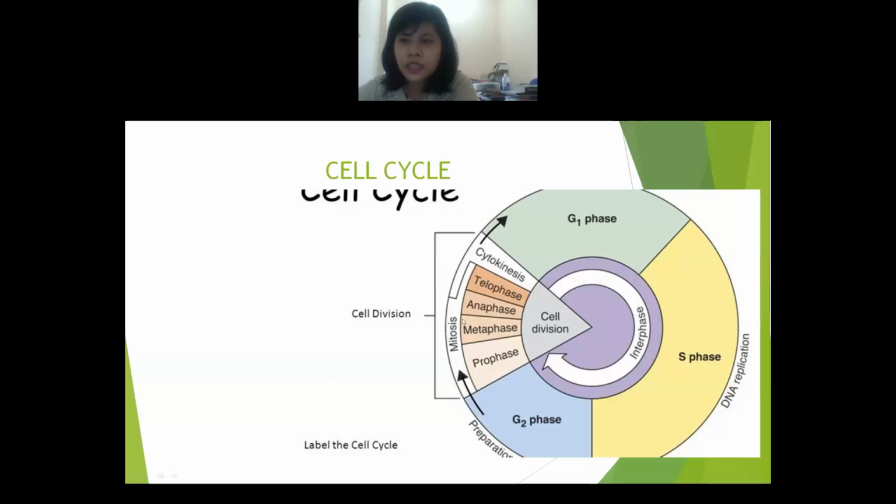And next is the other phase, that is the cell division. In the cell division, you will be seeing different phases. That is prophase, metaphase, anaphase, telophase, and the last is cytokinesis. In the cytokinesis, you will see that the cells have already divided into two.